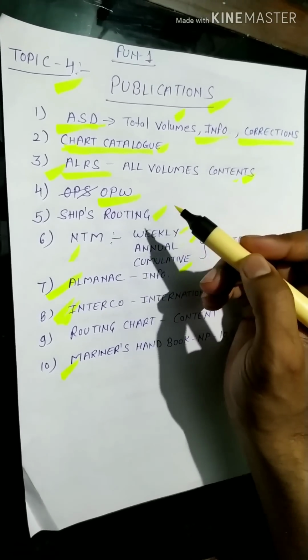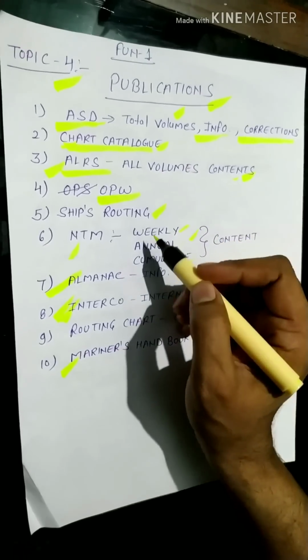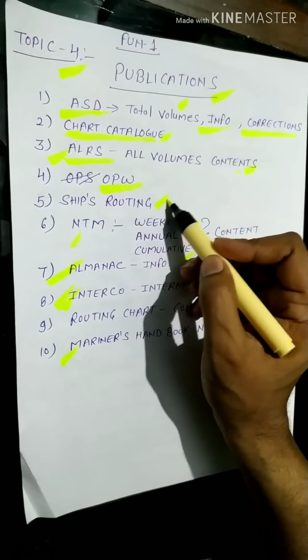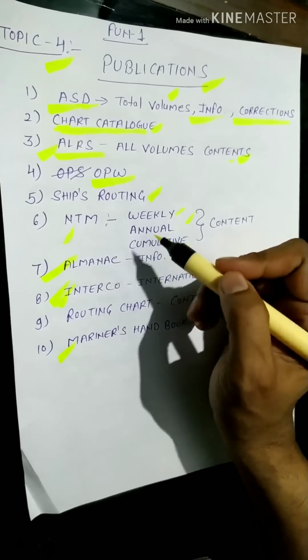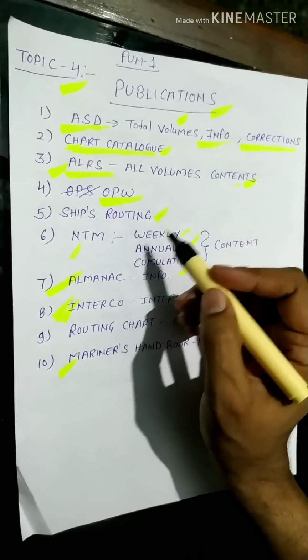Next volume is the ocean passages of the world. The information content in the ocean passages of the world, that you have to study. Next one is the ship's routing. Same as the ocean passages of the world, the information content in the ship's routing, that you have to know.